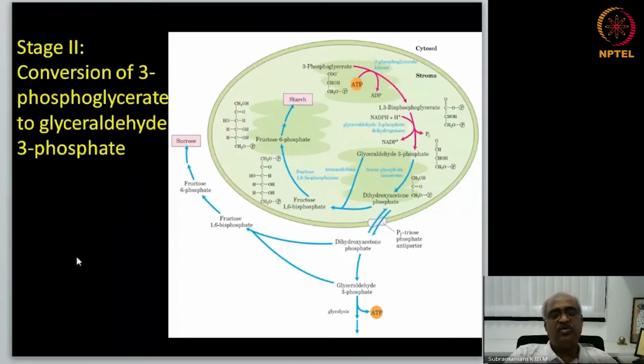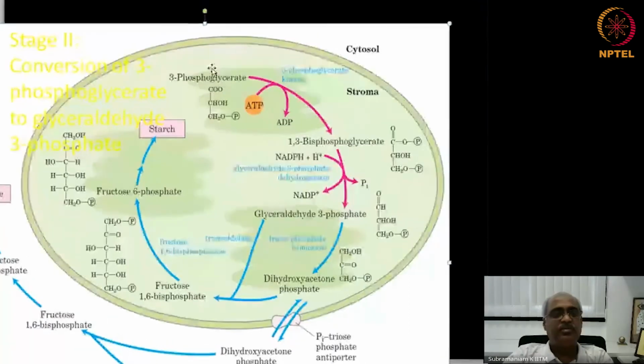So now we go to the second stage, where it is the reduction of the phosphoglycerate to glyceraldehyde 3-phosphate. So that you can see here. Again, I'll try to blow it up. Yeah, so remember, this whole thing is happening in the stroma of the chloroplast. So this light green background is the grana, each one having one thylakoid, flattened discs stacked up.